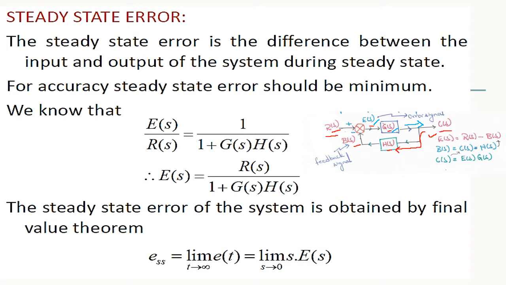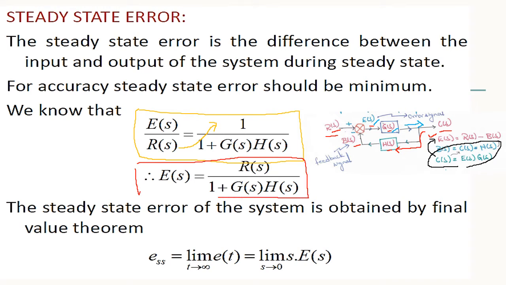Now if I substitute these two equations in this, we get the equation E(s) divided by R(s) is equal to 1 divided by 1 plus G(s) into H(s). And if I transfer R(s) to the numerator, I get E(s) is equal to R(s) divided by 1 plus G(s) into H(s). Now this is a very important equation to calculate steady state error.